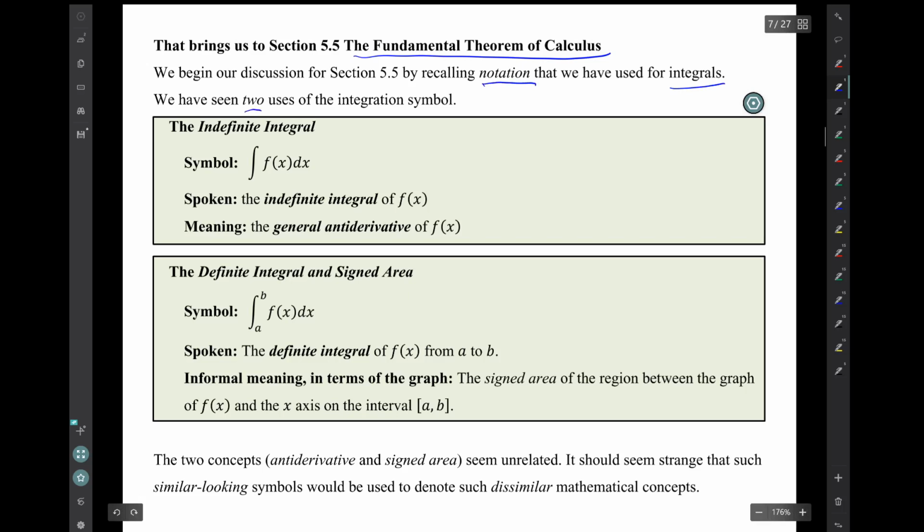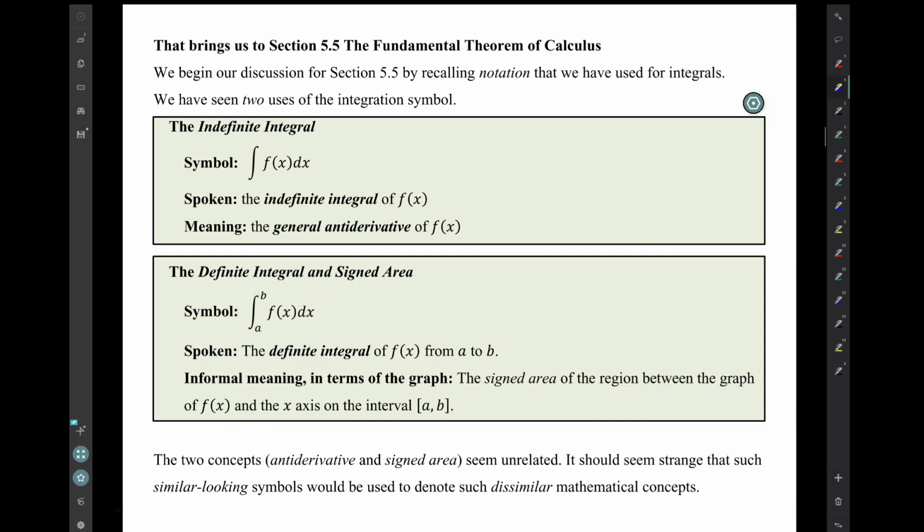We've seen two uses of the integration symbol. One use of the symbol was the indefinite integral, this symbol, and that symbol denotes the general antiderivative of f of x. Another use of the integration symbol is this symbol, the definite integral of f from a to b. And what that means is the signed area of the region between the graph of f of x and the x-axis on the interval from a to b.